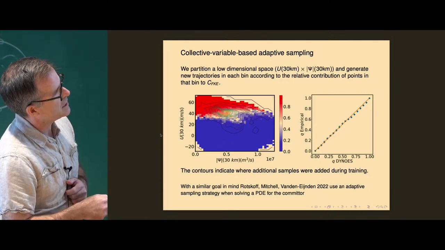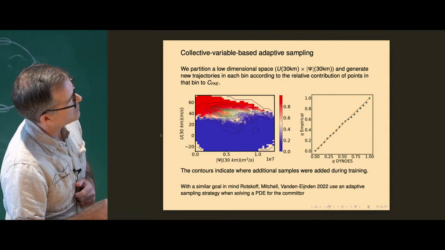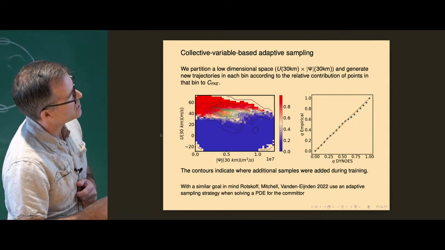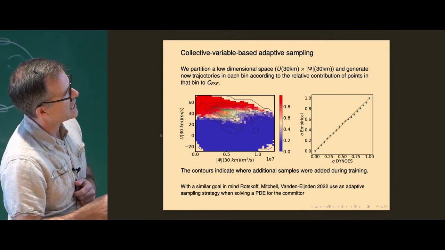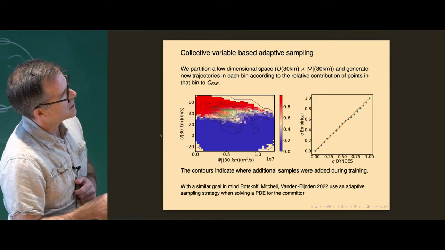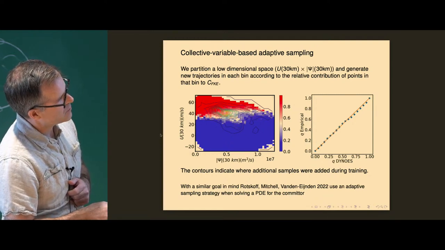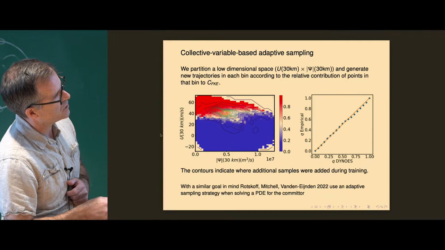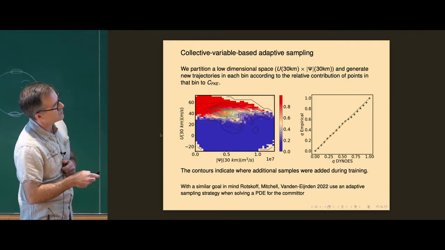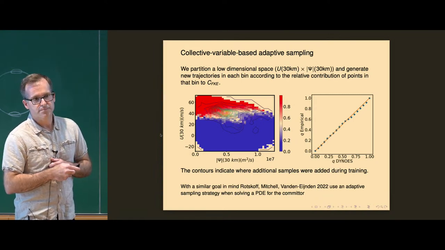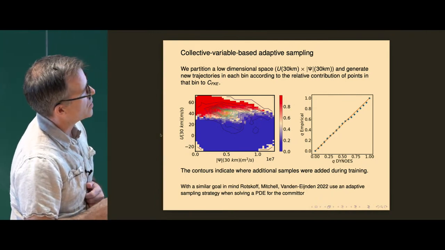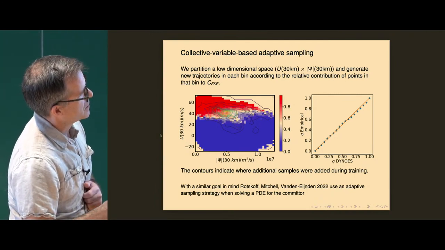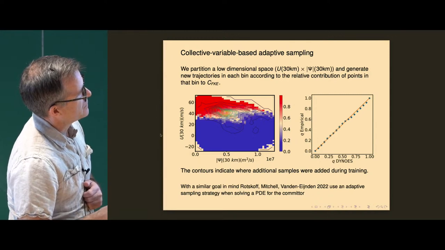The committer here is zero. Well, I guess I've got it turned around. The committer here is one, I guess, near A. So this is the probability of hitting A before B. The committer here is one, and the committer here is zero, and this is the transition region in between. This is where the gradient of the committer is large. It's sort of where you'd expect to want to do more sampling. So it's sensible, but like I said, there's no justification for the neural network version of this.